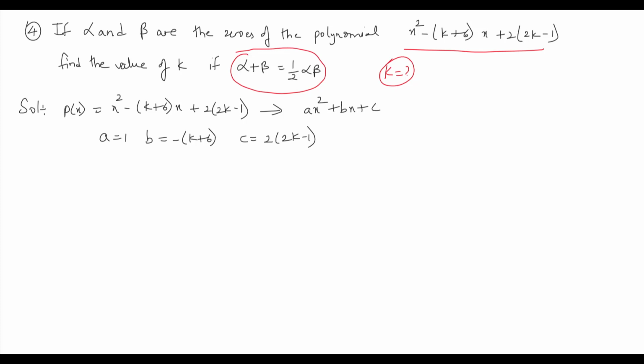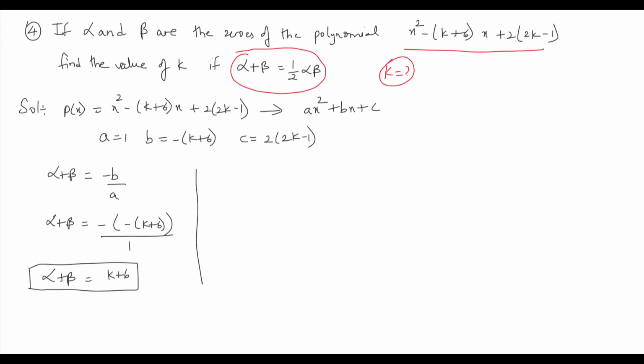So let's use the relationship and find alpha plus beta, that is the sum of zeros. Alpha plus beta is equal to minus b by a. Alpha plus beta here is equal to minus of (k plus 6) by, what is the value of a? 1. So alpha plus beta is equal to minus of minus is plus, so we'll get k plus 6. Alpha beta is c by a. What is c? 2 of 2k minus 1, by a is 1. So alpha beta is equal to 4k minus 2.